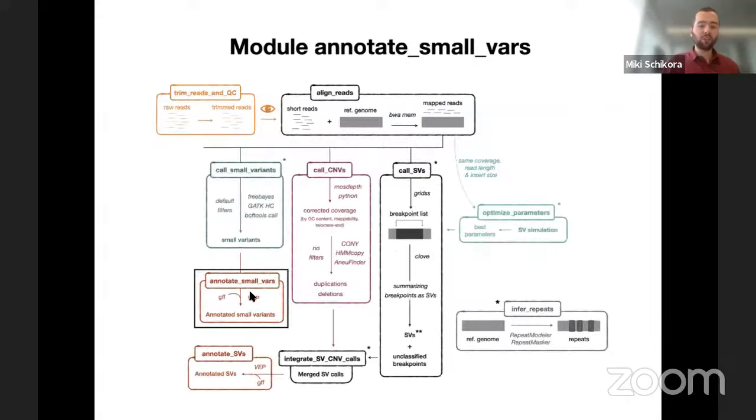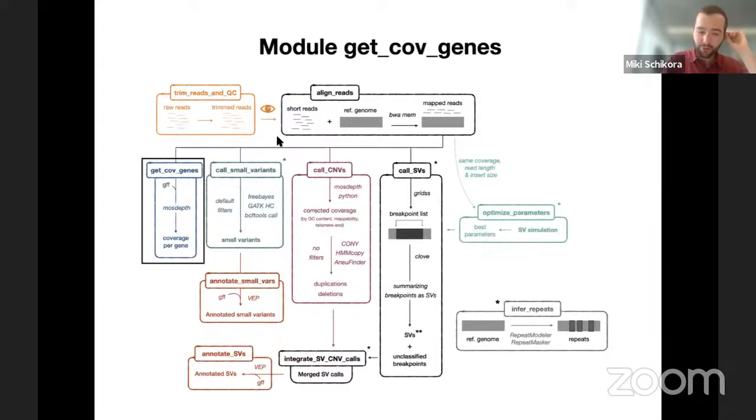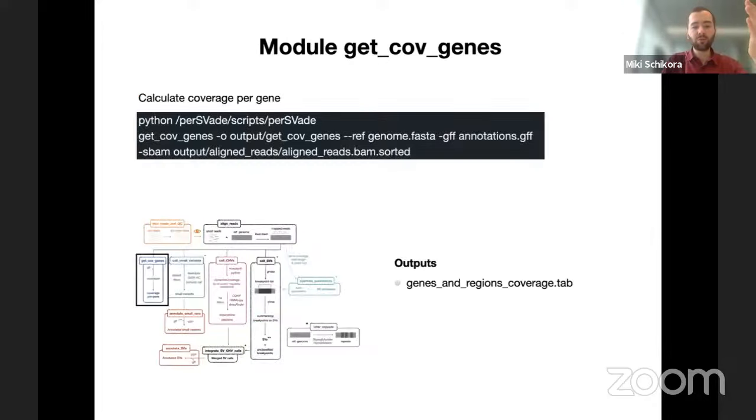And then finally, there's also a module to annotate these small variants to see how they are linked to genes, which works very similar to the one for the structural variants. You just provide the VCF and the GFF, and you get the annotated variants, this mapping between variants and genes. And then finally, a very simple one, but that can be useful, is a module to calculate coverage per gene. You basically just provide a reference genome, the GFF and the sorted BAM, and you get a file that has all of these genes and regions with the coverage. It's just for quality control, and could be very useful.